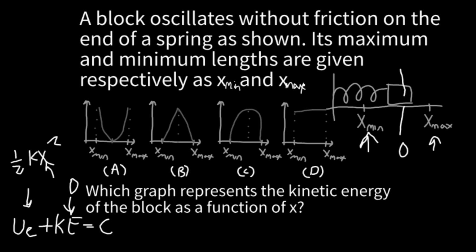So we can rule out A and D, leaving us with B and C. And we know kinetic energy is 1/2 mv squared. V is parabolic because it's squared, so C is the answer.